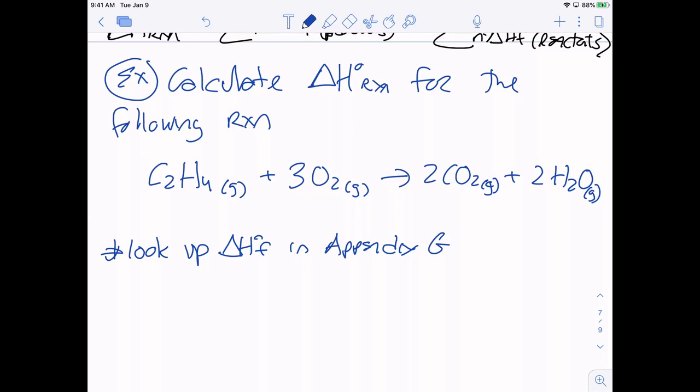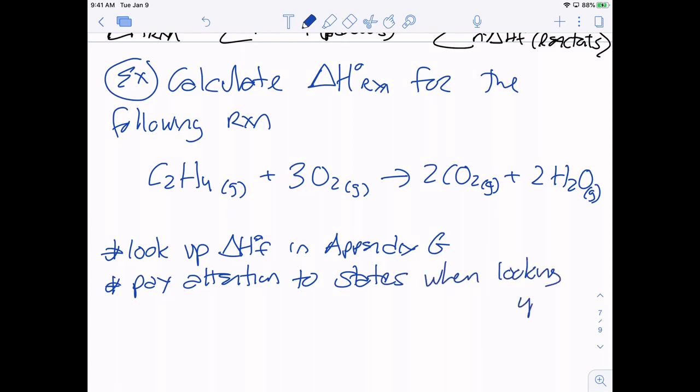Do be careful to pay attention to the states of matter. It's going to take a different amount of energy to make water in the gas state than it is water in the liquid state. So pay attention. Water is going to be on there more than once. Once as a liquid, once as a gas, and then once as a solid. So pay attention to states when looking them up. States of matter. Being lazy when I just say states, but states of matter. It's going to matter if it's a solid, liquid, or gas when you look up those values.